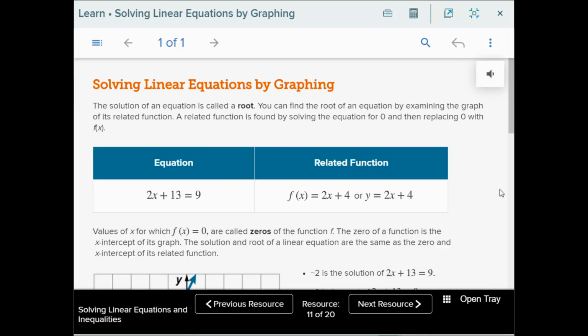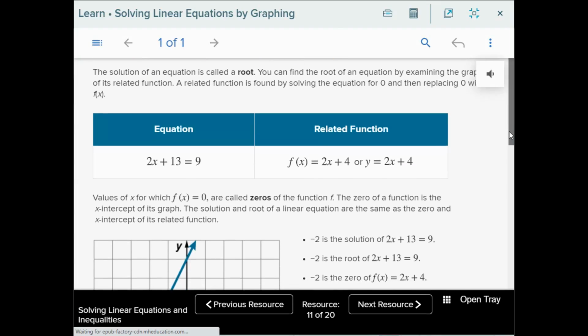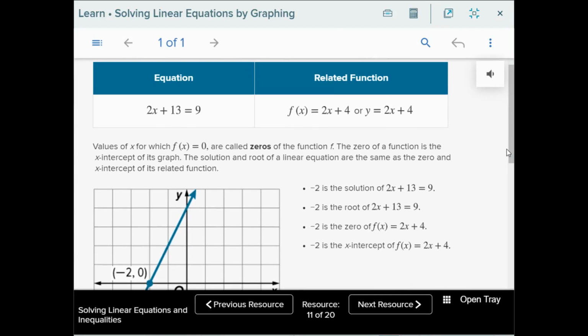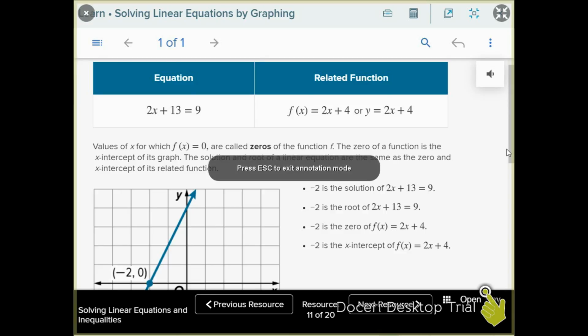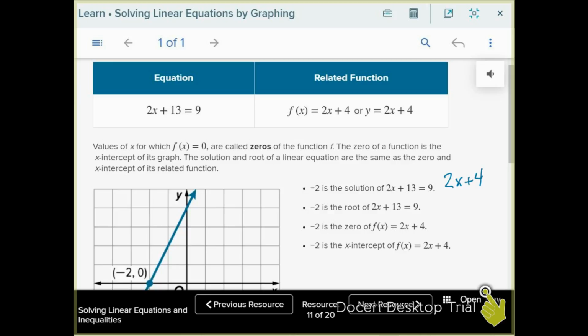All right. So values of x for which f of x equals 0 are called zeros. These are going to look like x-intercepts. So if I take a look at this and I set 2x plus 4 equal to 0, I can start solving. I want to solve for x, so I subtract 4 from both sides, and then divide both sides by 2, and I get that x is equal to -2.